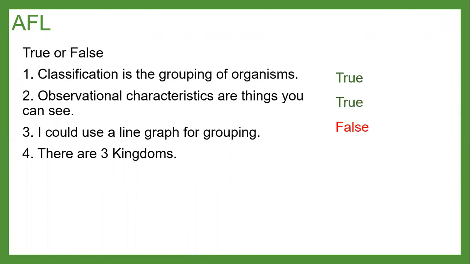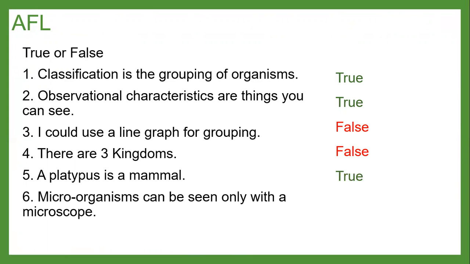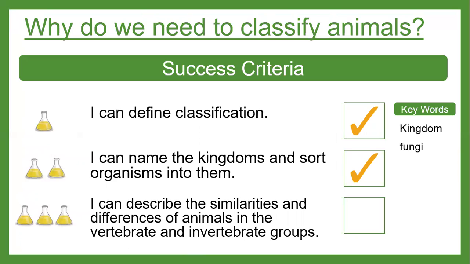Number 4, there are 3 kingdoms. True or false? The answer is false. There are 5 kingdoms. Question 5, a platypus is a mammal. True or false? The answer is true, it is. Question 6, microorganisms can only be seen with a microscope. The answer is true.